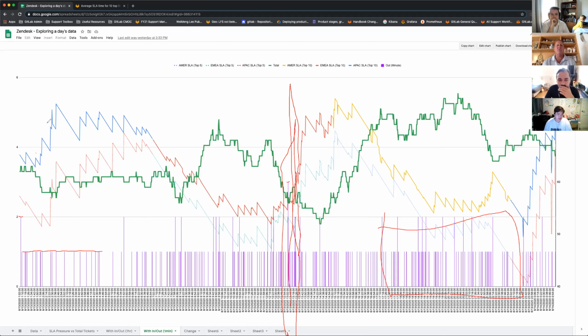Yeah, so these lines, and these ones, sorry, these dotted ones, these are the average SLA for the next 5 tickets to breach for the dotted lines, and the next 10 tickets to breach for the solid lines. So yeah. Okay.